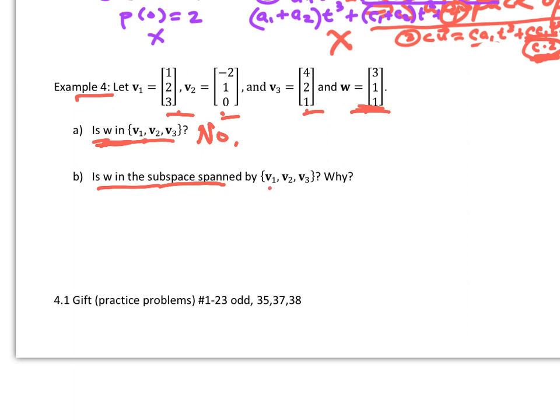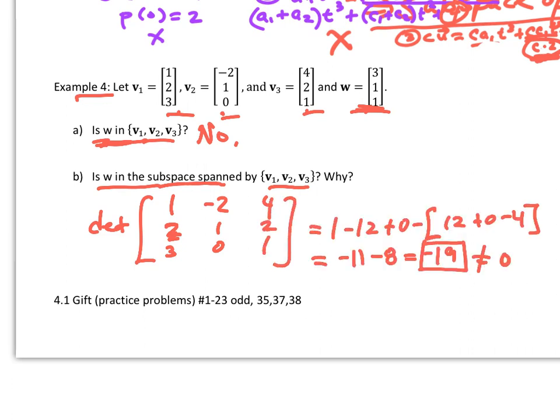Now, is W in the subspace spanned by this? Well, we can do row reduction to figure that out, or just find the determinant. So what if I find the determinant of the matrix 1, 2, 3, and negative 2, 1, 0, 4, 2, 1. The determinant does not equal 0, so that tells us that we can take a linear combination of these 3 vectors and generate this W right here. I could do row reduction, solve it out, whatever I want to do, but yes, W would be in the subspace spanned by these vectors.